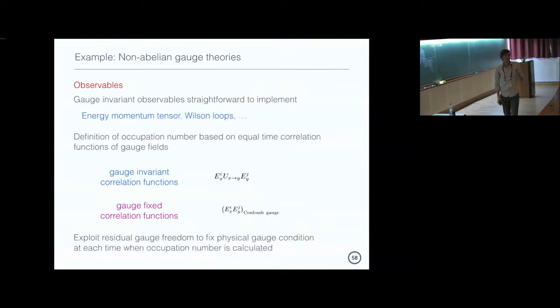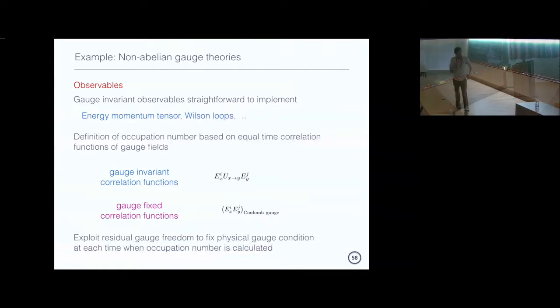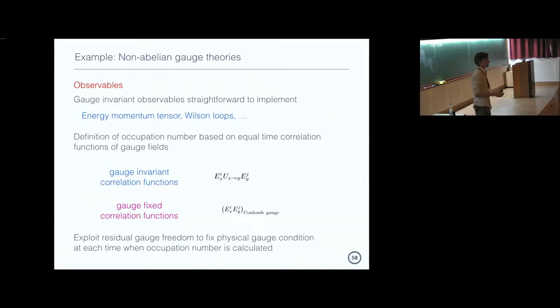Now, to study the dynamics we discussed previously, what we are interested in to a large extent would be to extract something like an occupation number, right? And that's a non-trivial task, right? Because occupation number is based on correlation functions of the fields. And if I just look at a correlation function of gauge fields, then this is really not a meaningful concept. I can make this a meaningful concept by fixing a gauge.